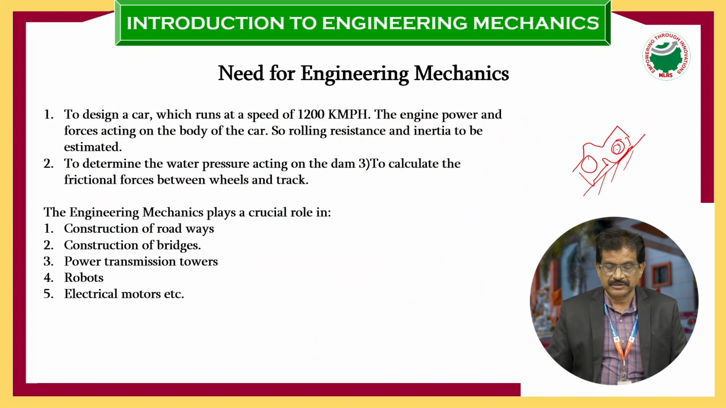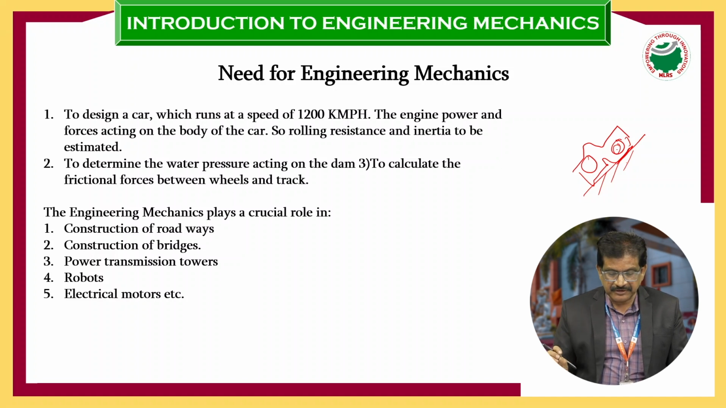Need for engineering mechanics. To design a car which runs at 1200 kilometers per hour, the engine power and the forces acting on the car, the rolling resistance and inertia, have to be estimated. When the car is moving at 1200 kilometers per hour, we can estimate the rolling resistance and also the inertia. The second is to determine the water pressure on a dam.